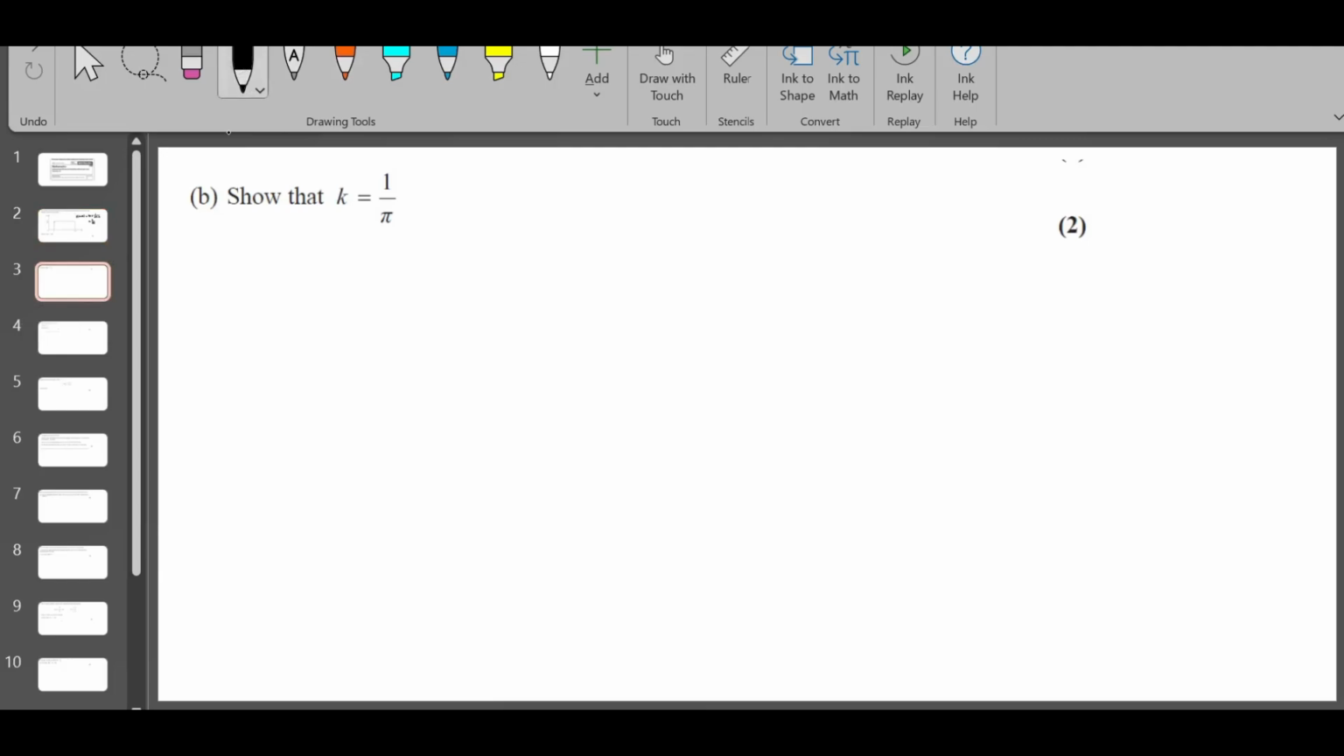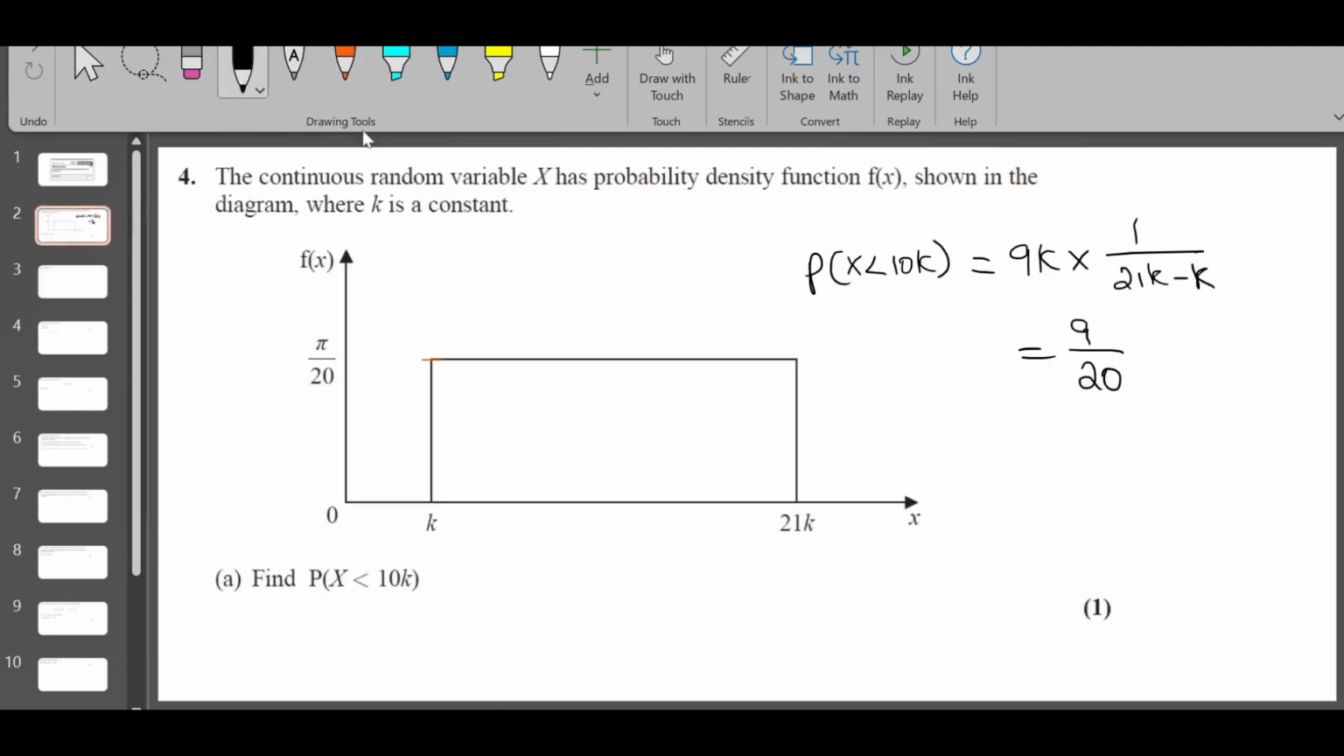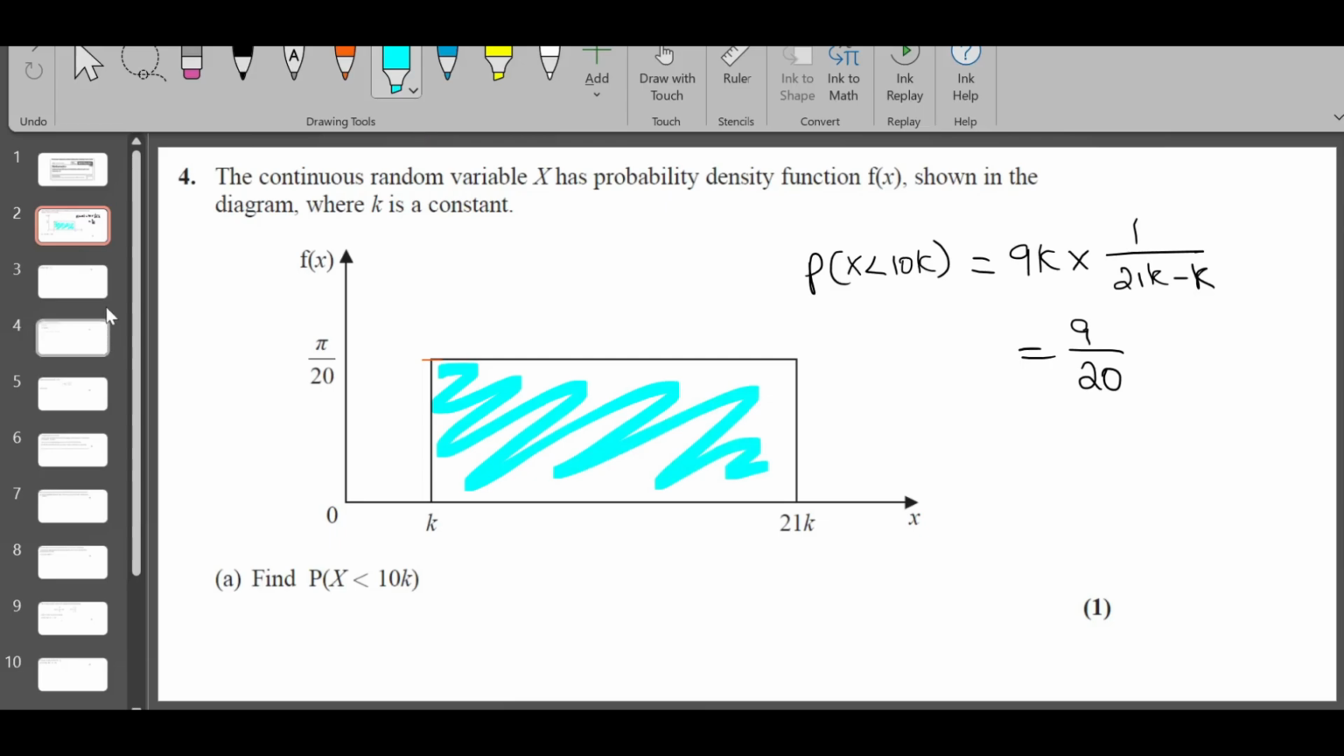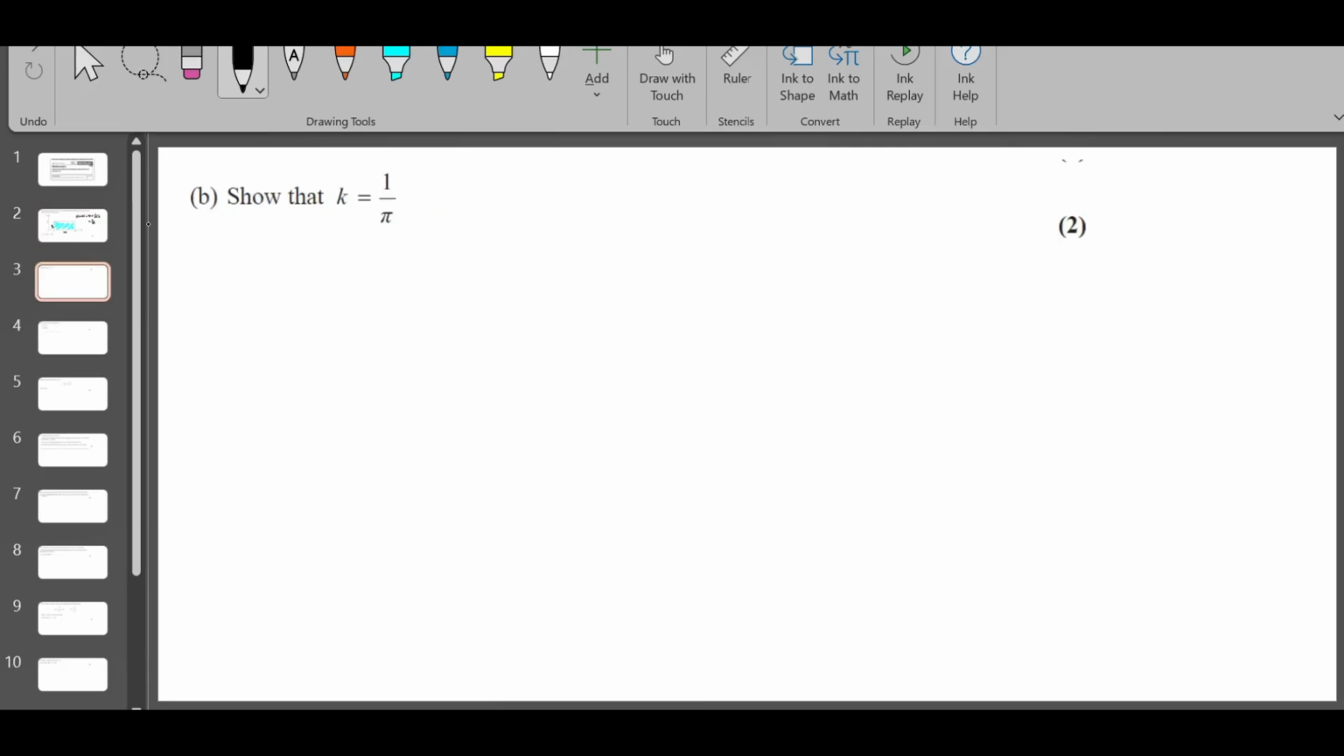Show that k is 1 over pi. For the probability density function, the total area below the curve is 1, right? So here the length is k to 21k, which is 20k, and the breadth is pi over 20. You multiply them. So you just write 21k minus k times pi over 20 is equal to 1. So 20 cancelled. k times pi is 1, k is 1 over pi.